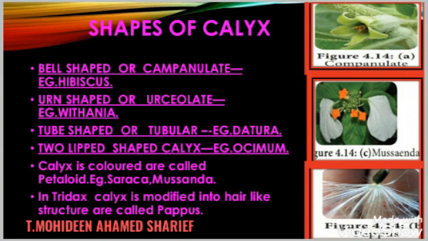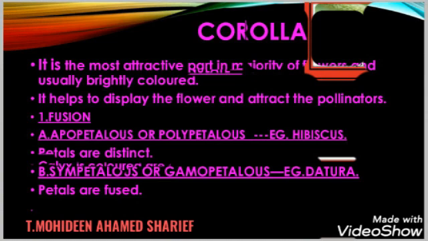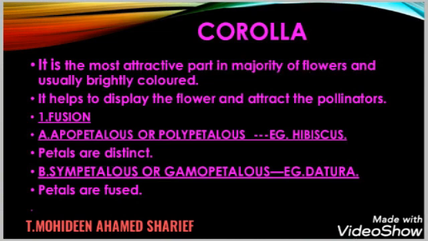Next one is corolla. Corolla is the most attractive part in the majority of flowers and is usually brightly colored, and they are differentiated into two types based on fusion. One is apopetalous, where the petals are distinct, example hibiscus.